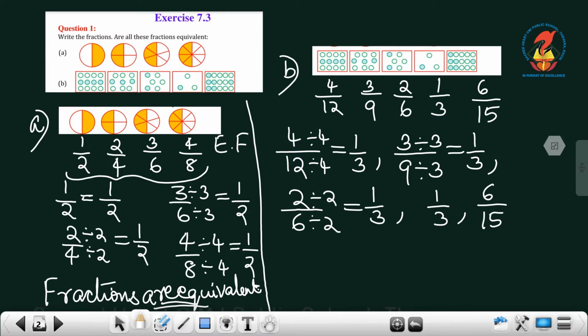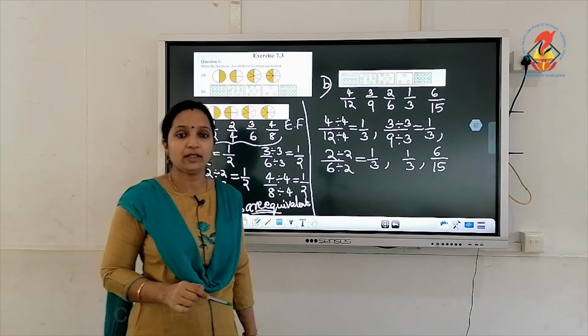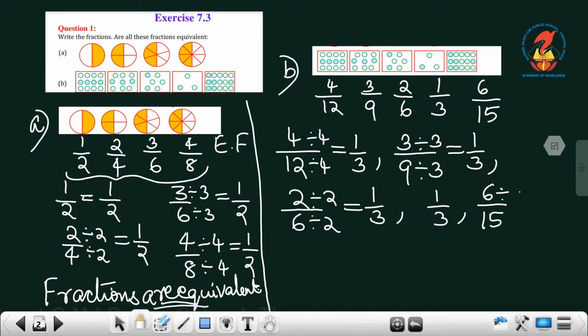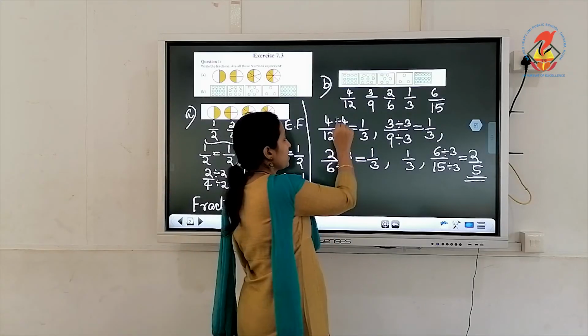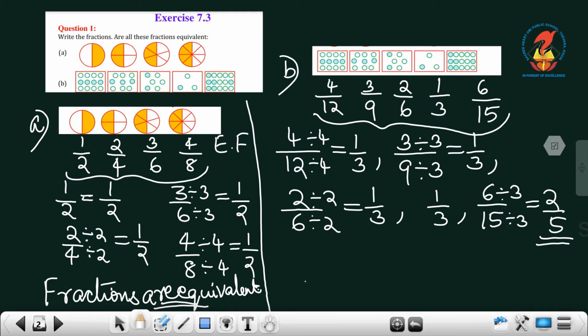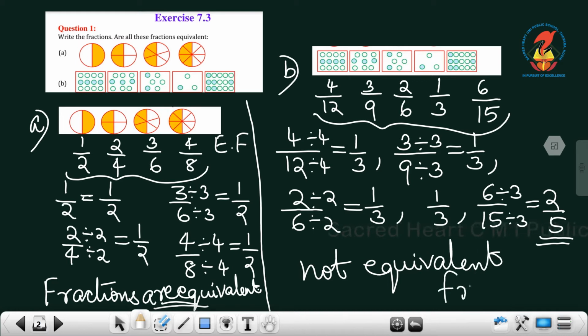Which is the highest common factor between 6 and 15? It's 3. So divide by 3, what will you get? 2 by 5. So here one answer is different. So what you can say here, these fractions are not equivalent. These are not equivalent fractions.